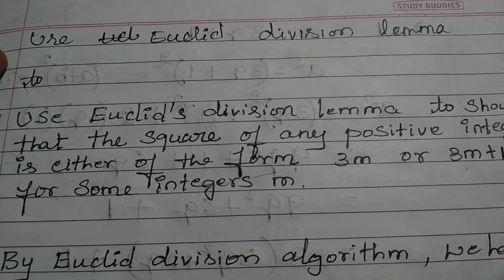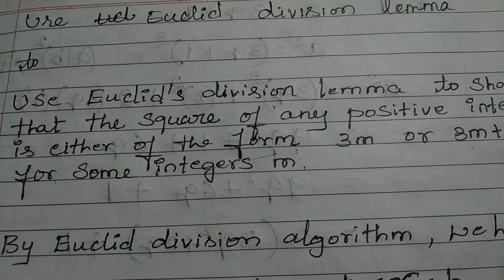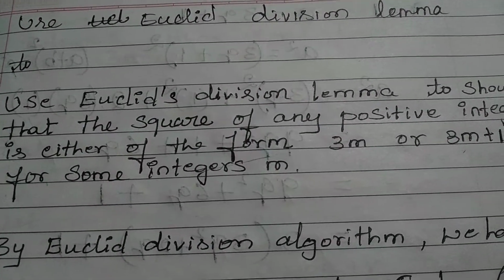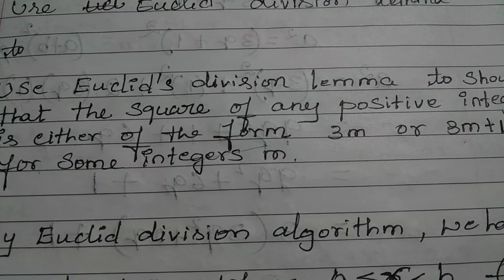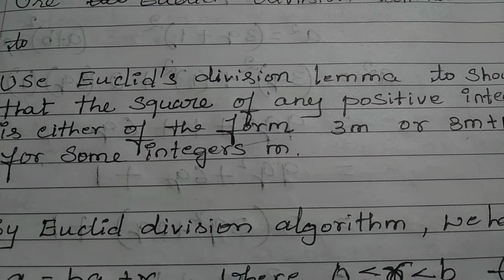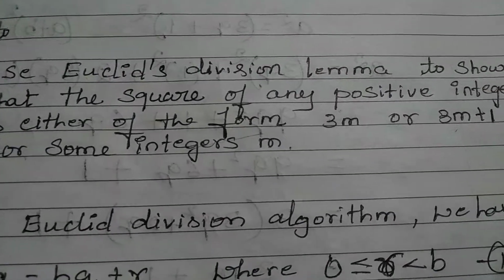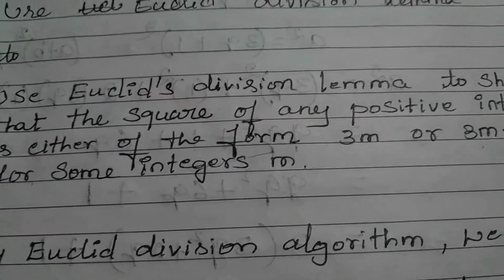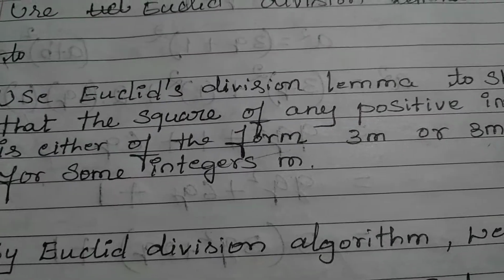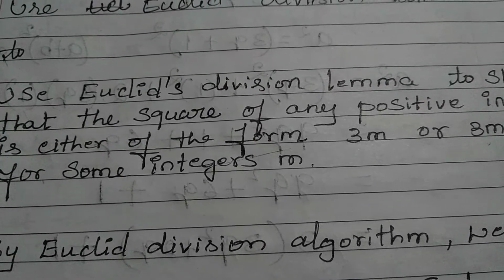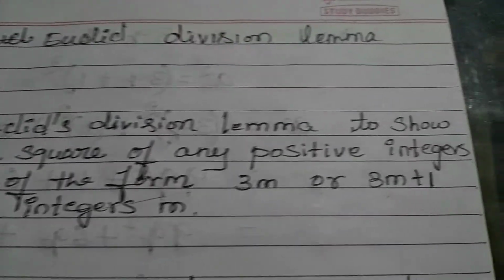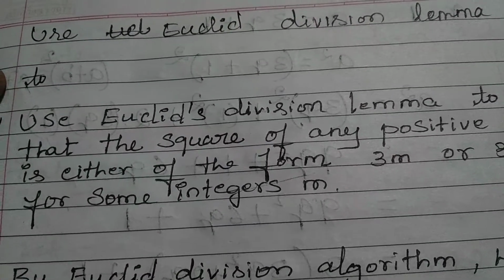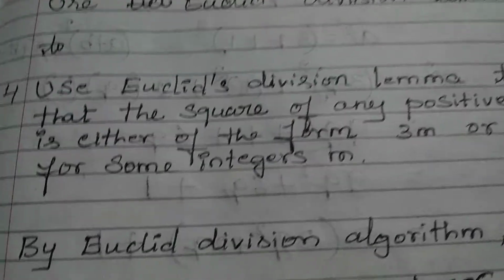Children, in the last problem we have solved, using Euclid division lemma, the odd positive integers. So they are of the form 6q plus 1, 6q plus 3, 6q plus 5. But here they have not given either odd number or even number. So they have given only the square of any positive integers. Now they have also given the hint, so look at that hint.